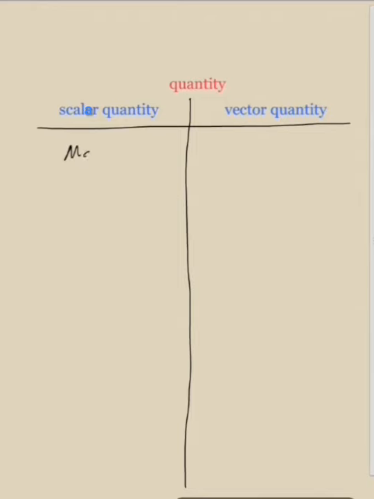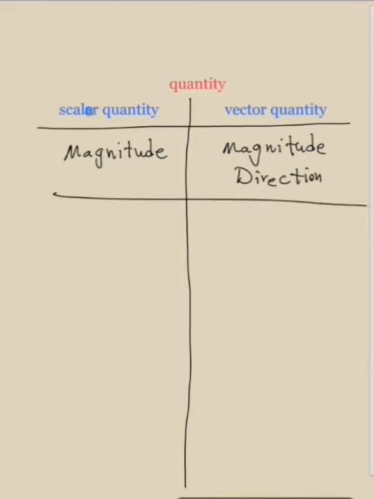Scalar quantities have magnitude, and vector quantities not only have magnitude, but also have direction. So you must pay attention to direction. If a quantity has direction, it's a vector quantity, and if a quantity doesn't have direction and just has magnitude, it's a scalar quantity. Let's go through some examples.